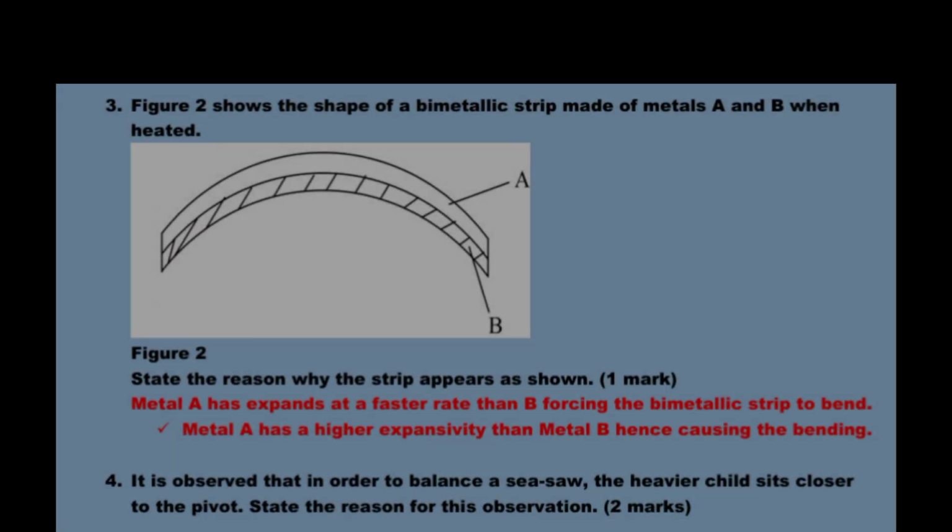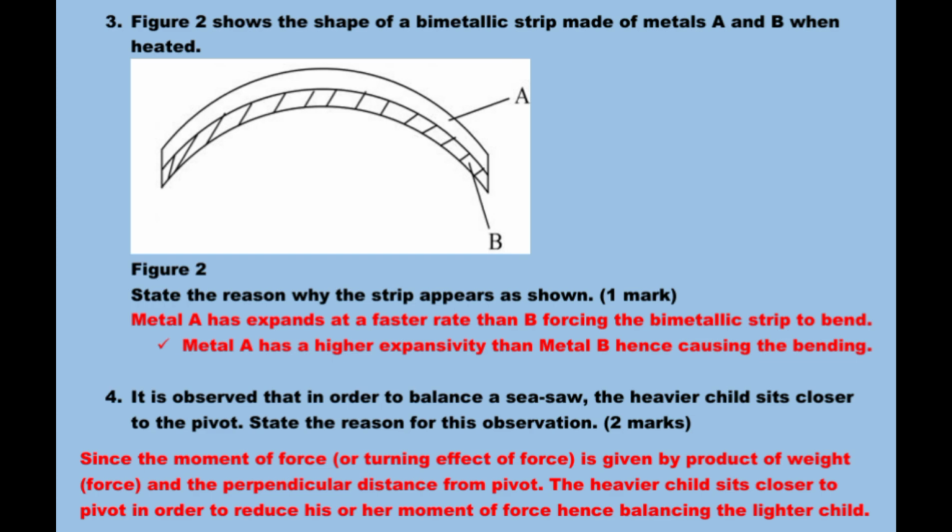We go to the third question. Figure 2 shows the shape of a bimetallic strip made of metals A and B when heated. We have the bimetallic strip with two metals A and B. State the reason why the strip appears as shown.